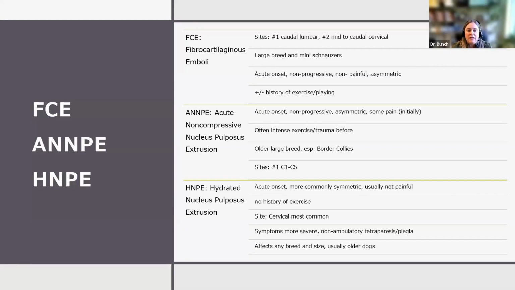An ANNPE, or an acute non-compressive nucleus pulposus extrusion. So these are similar. They're often acute onset again, and these ones definitely have more of a history of a trauma or exercise beforehand.